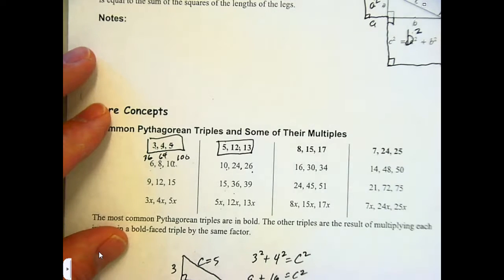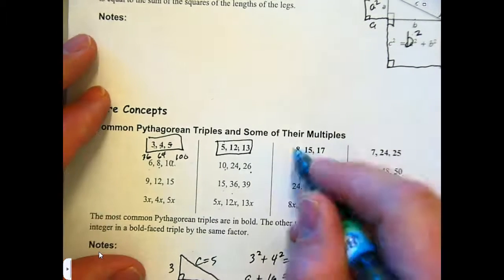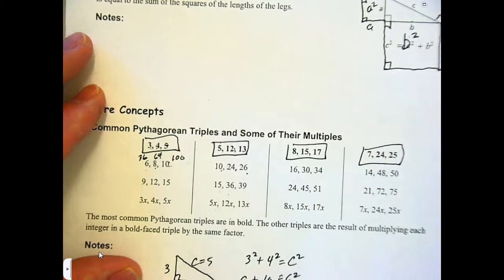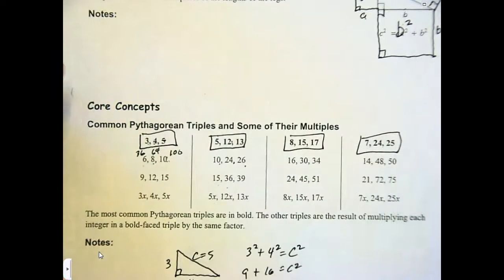Okay, question? No? Just Aaron? You have 8, 15, and 17, and 7, 24, 25. Okay, you can come up with little tricks to memorize them. It's up to you. Okay? I will say they save you time.